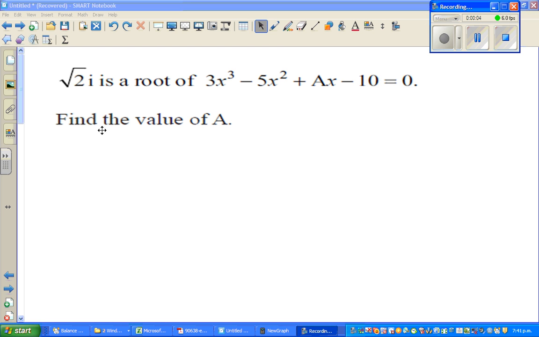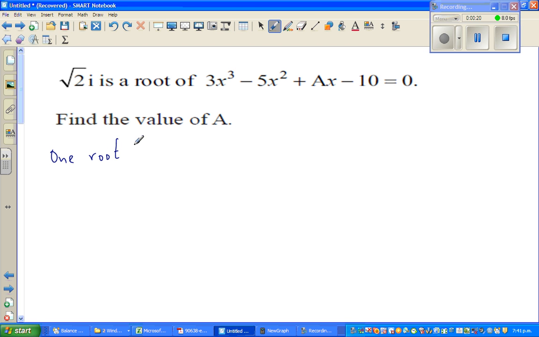Root 2i is a root of 3x cubed minus 5x squared plus ax minus 10 equal to 0. Find the value of a. Now this is a cubic equation and one root is given to be root 2i. So I'll write like this, one root is equal to root 2i. And you want to find what is the value of a.